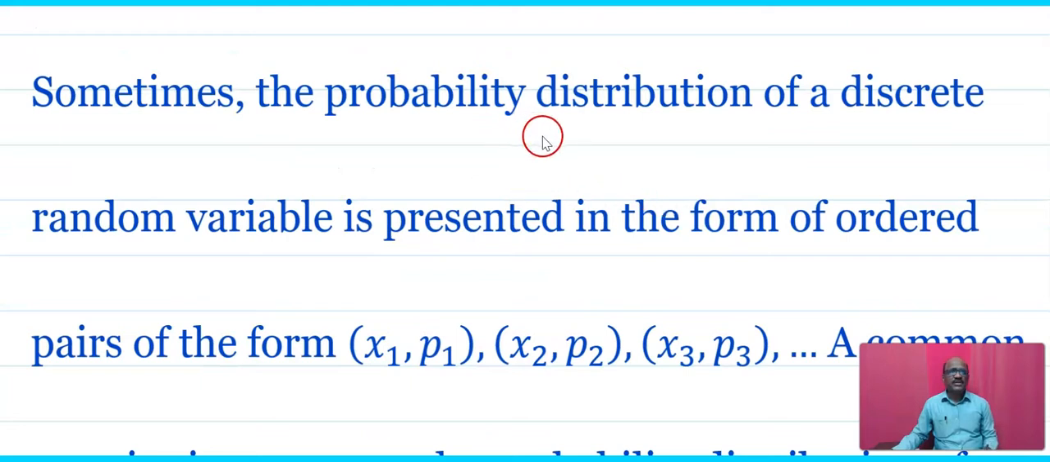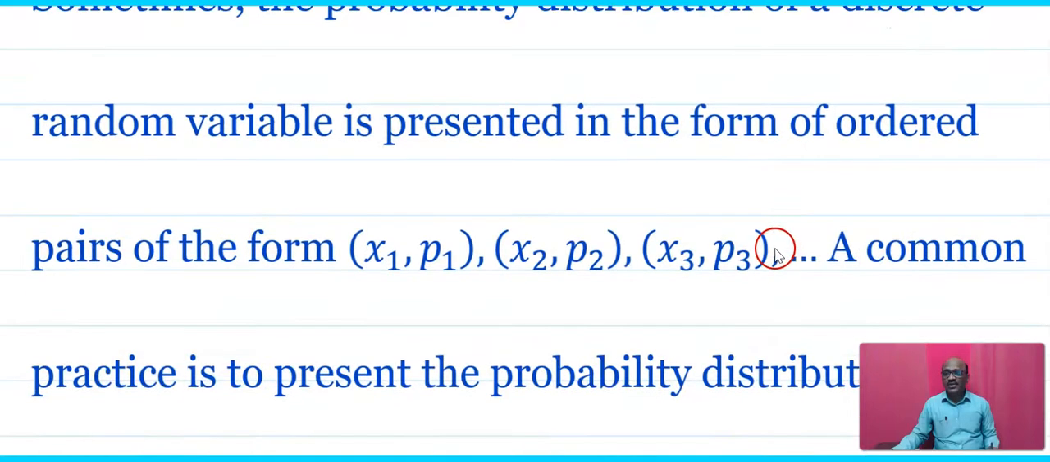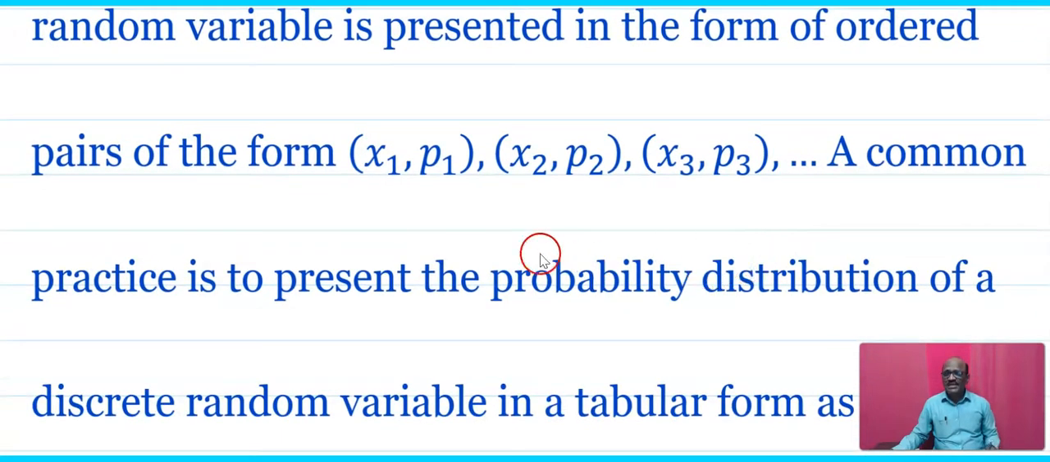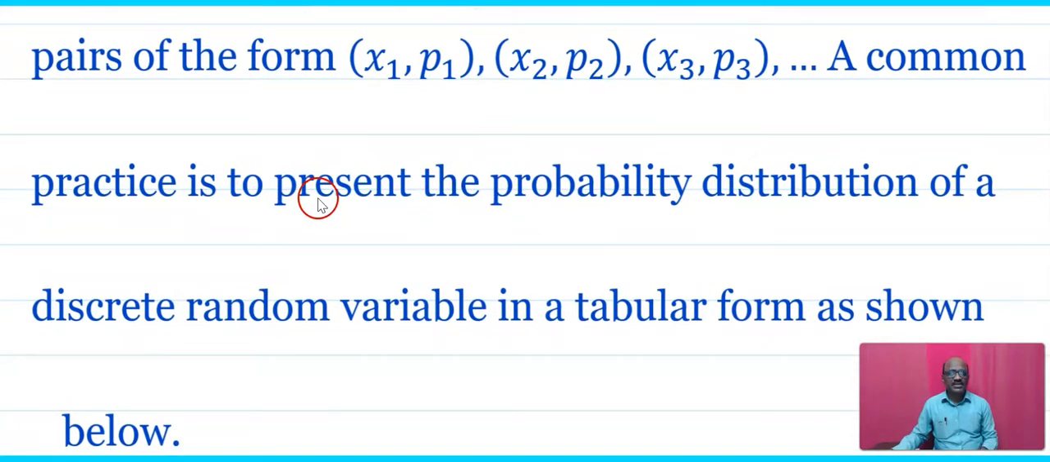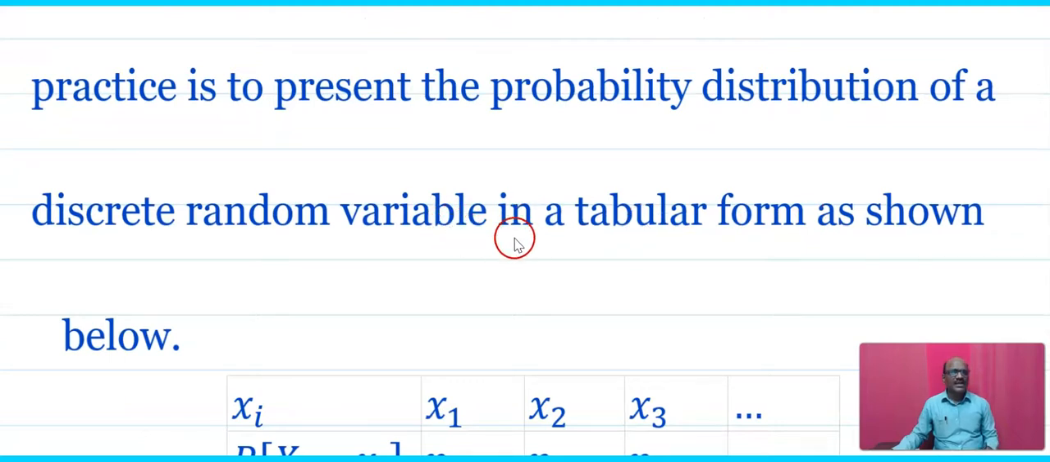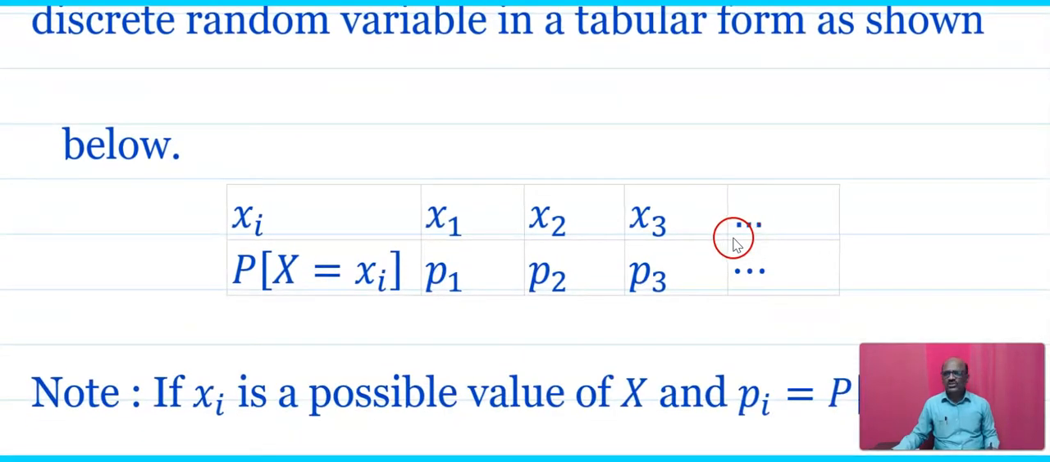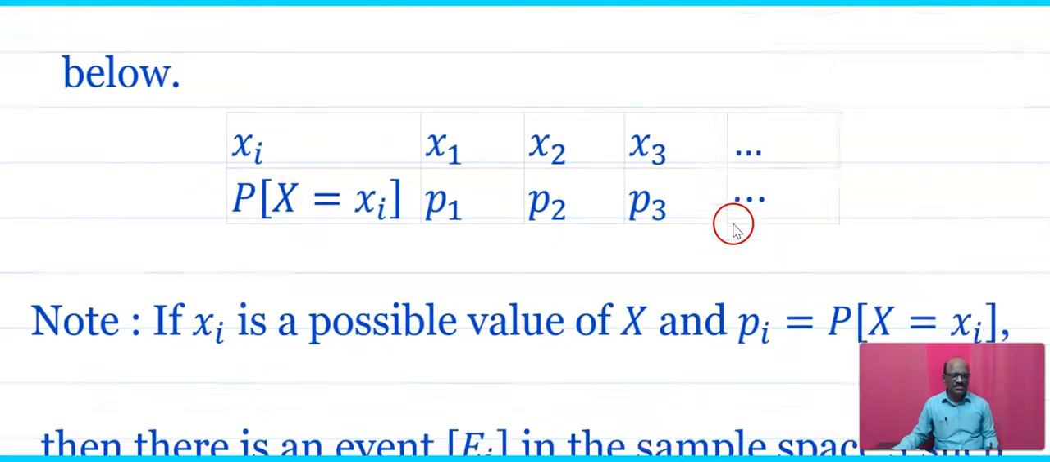Sometimes the probability distribution of a discrete random variable is presented in the form of ordered pairs. That is, x1 has a probability p1, x2 has p2, and in this way. A common practice is to present the probability distribution of a discrete random variable in a tabular form as shown below. What is the first? xi, P of capital X is equal to xi. x1 has probability p1, x2, p2, and in this way.